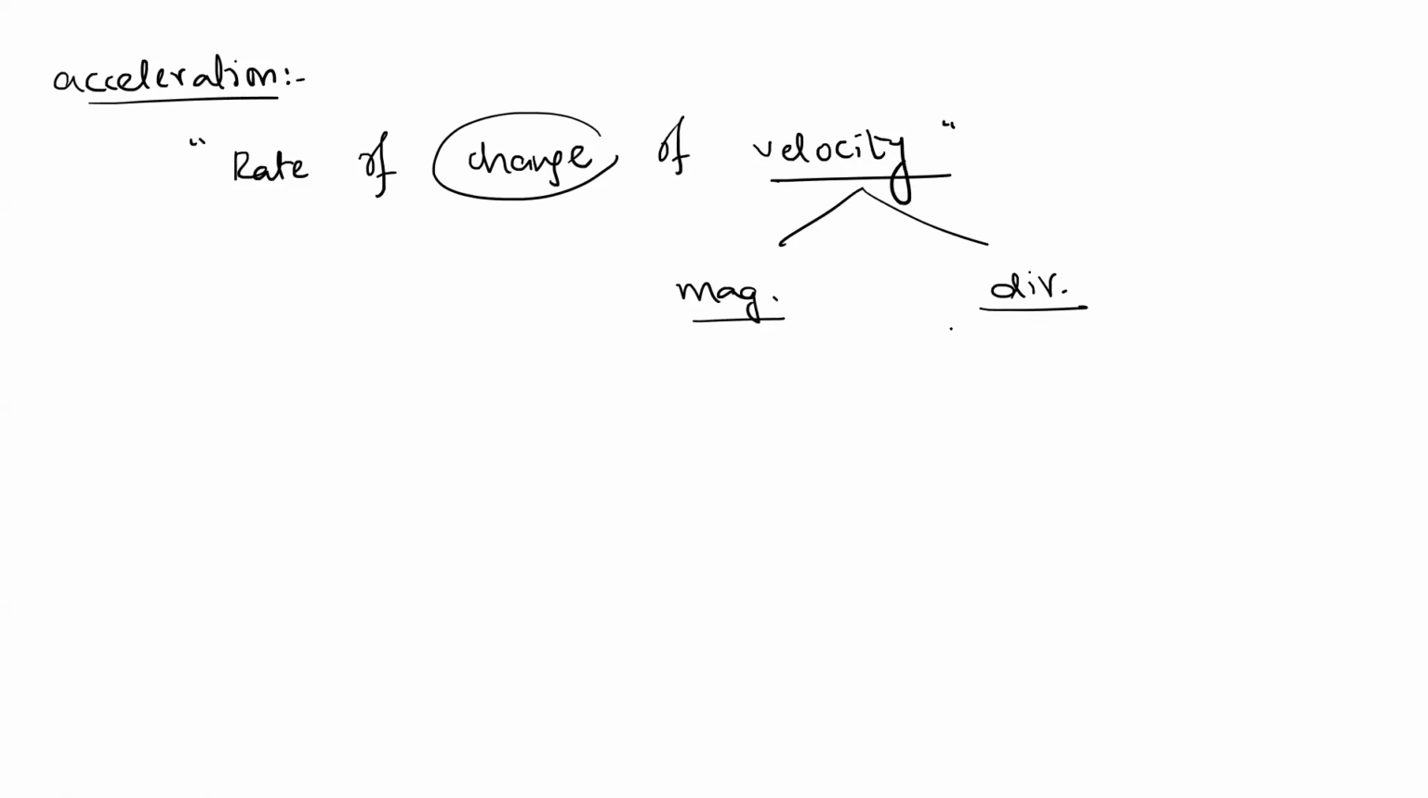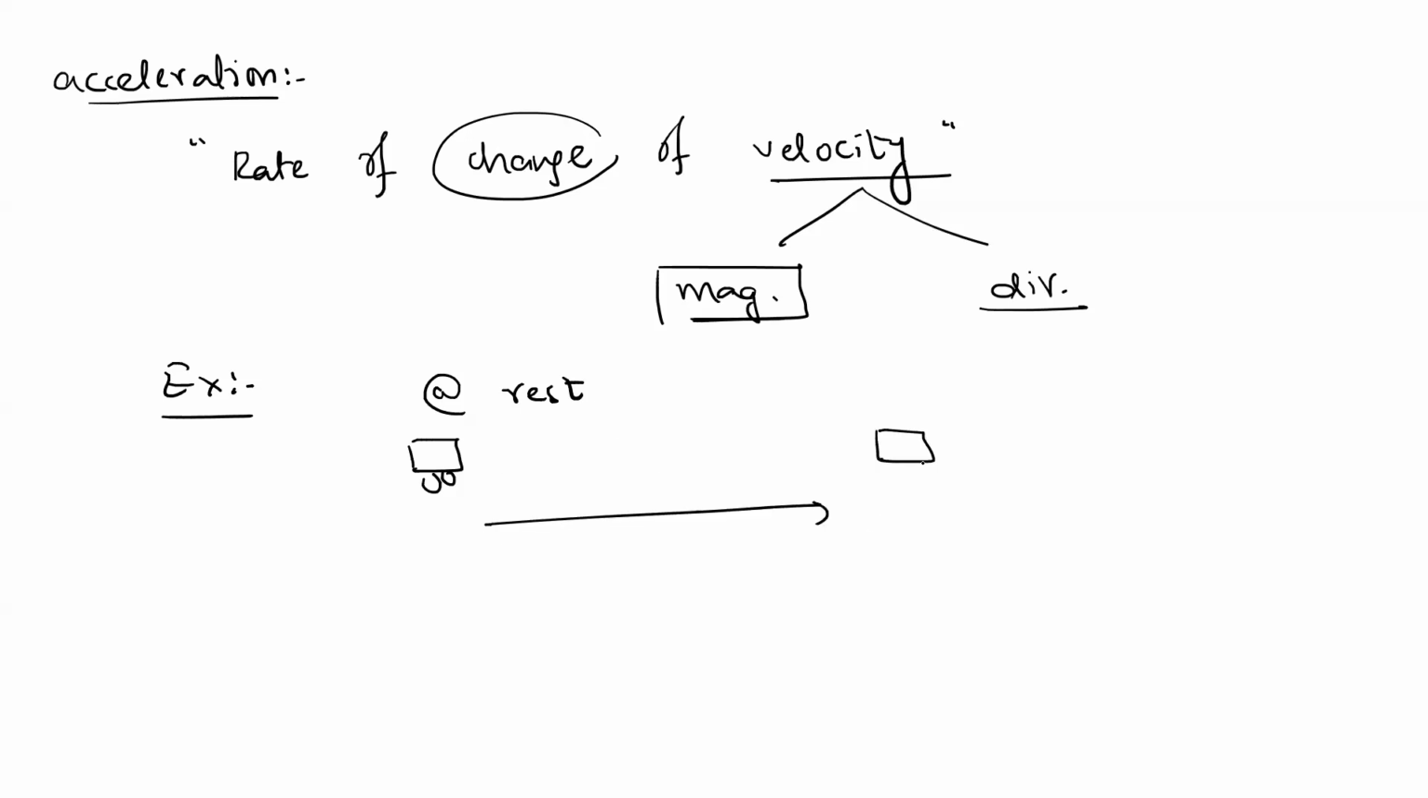So for example, if we talk about what would be the change in magnitude of velocity, it's like if we have a car that started at rest, and then it moved to somewhere here, and right now it is maybe moving with 10 meters per second. So initially, since it was at rest, we can write u as 0 and v as 10.